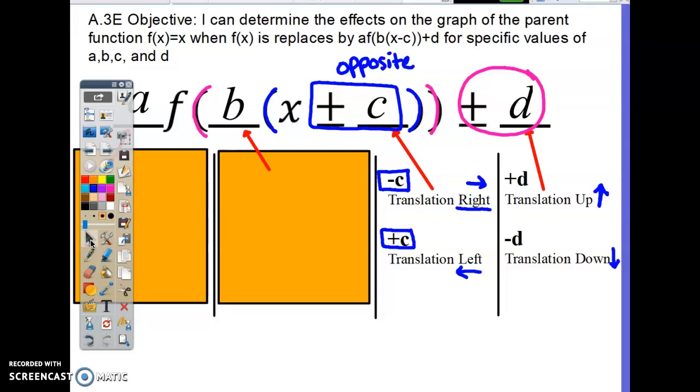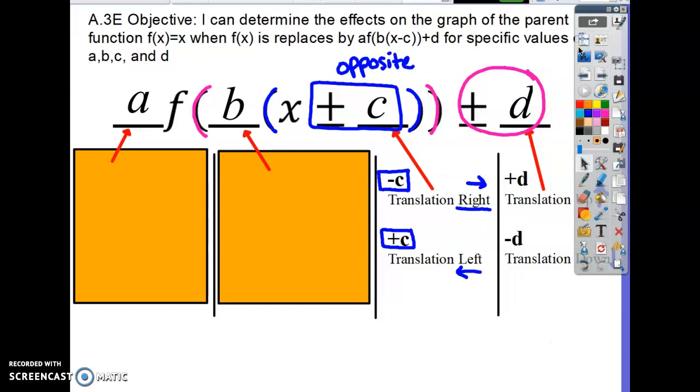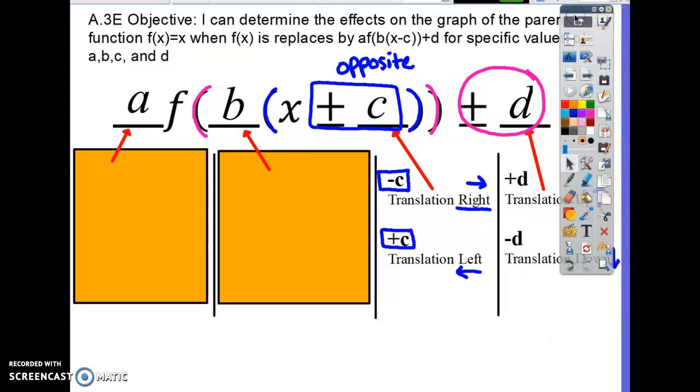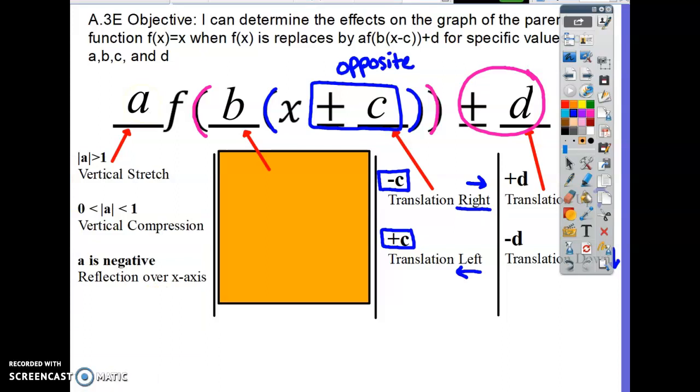Okay, ready? And again, you can pause the video if you need to take it slower. Now we're going to look at A. A is always in the very front, outside the parentheses, before the F. So what does A do?